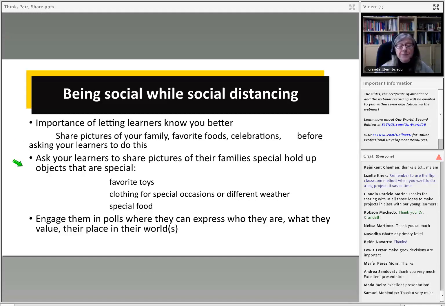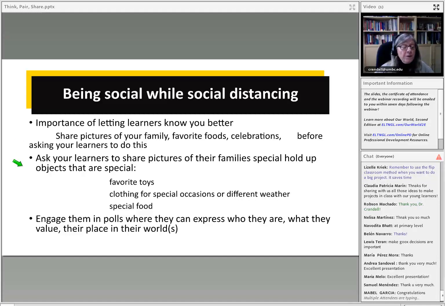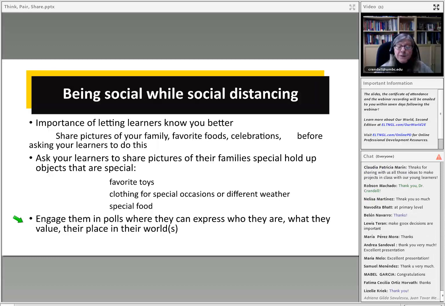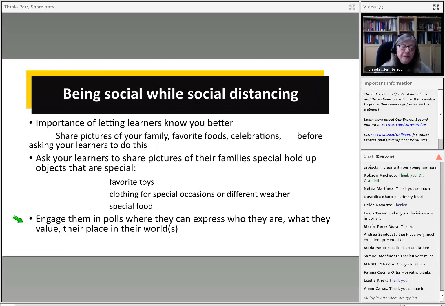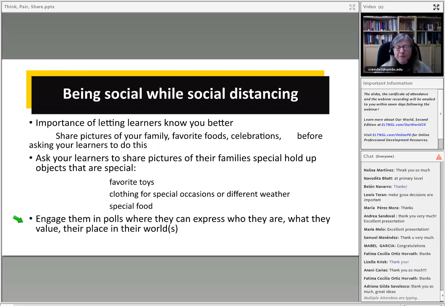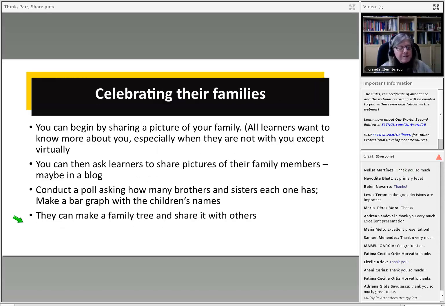Ask them to share pictures of their families and hold up objects that are special, like toys, clothing, food. Engage them in polls where they can express who they are, what they value, and their place in the world, and they can see what they share with others locally and globally, and how they have differences in the ways in which they express themselves and their values.